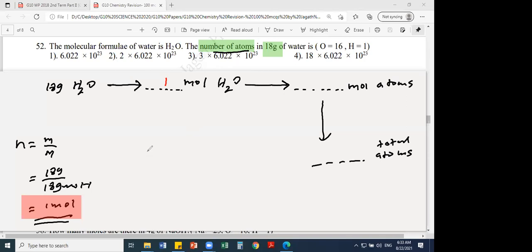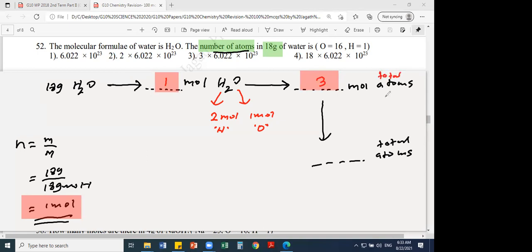Next step. I got now 1 mole of water. Look at the screen, everyone. How many atomic moles? Total atomic moles. Hydrogen will be 2 moles of atoms and oxygen will be 1 mole. Like if 1 mole of human has 2 moles of hands and 1 mole of head, then the total moles of hands and head will be 3. Like that, I'll put here 3 moles of total atoms.